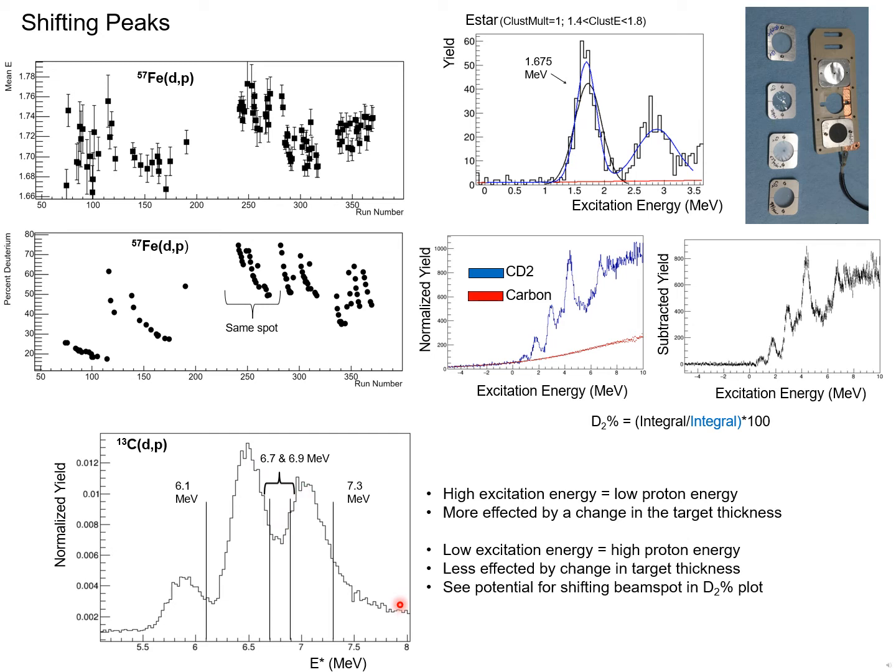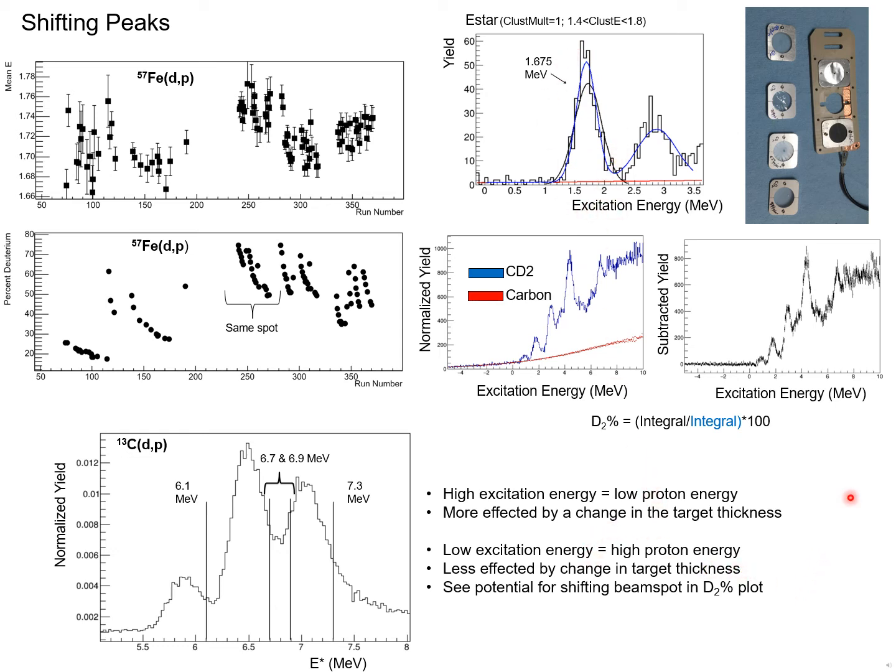However, you can see that they are shifted, and so this could explain the shift here at these low proton energies. The beam spot actually moving on the face of the target over the course of a particular run could explain the shifting of the excitation energy peaks for this lower excitation energy, which would be a higher proton energy.